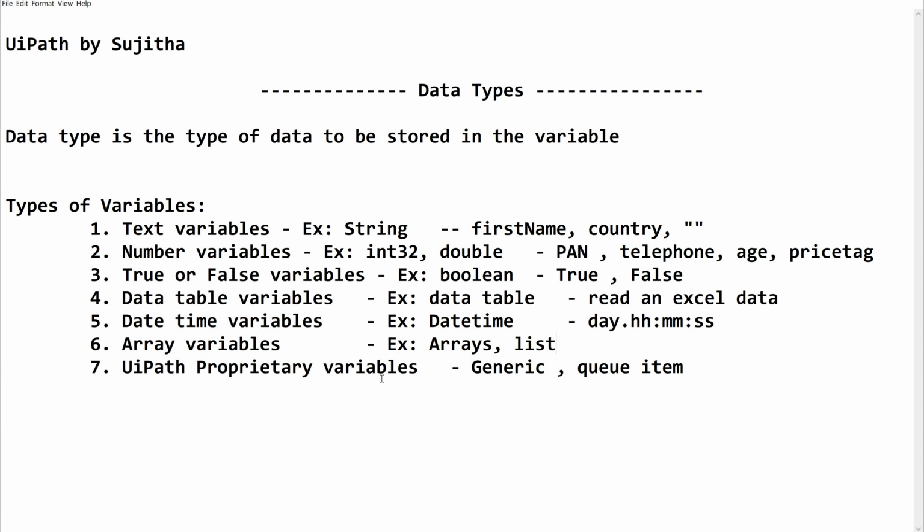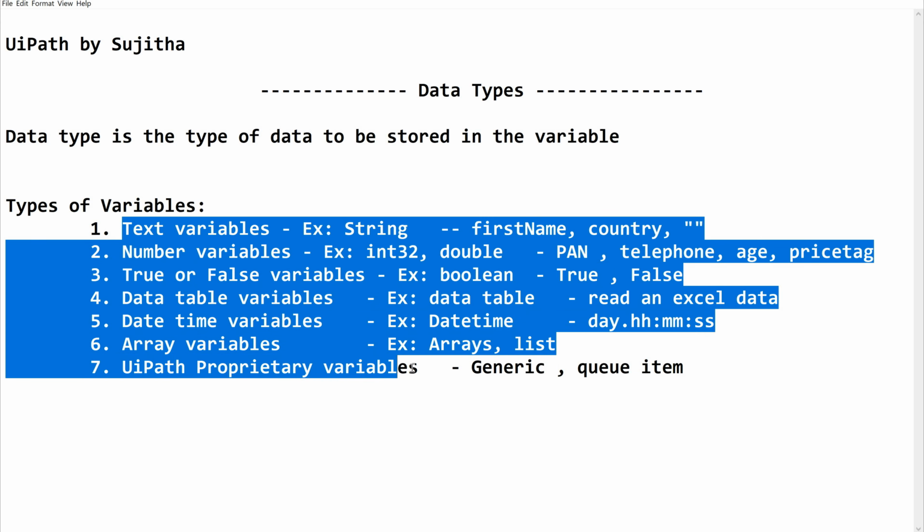Next, UiPath proprietary variables, and we already covered the generic data type, right? This is nothing but it will hold all kinds of data irrespective of the type. So these many types of variables are available.